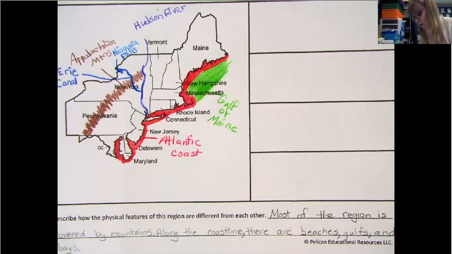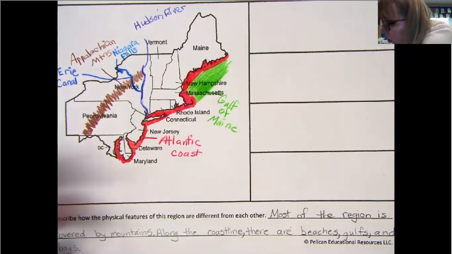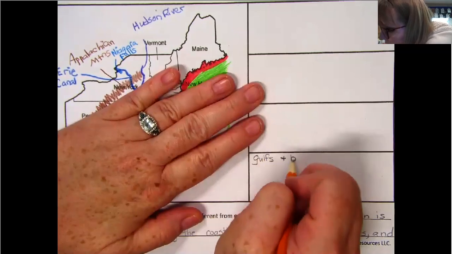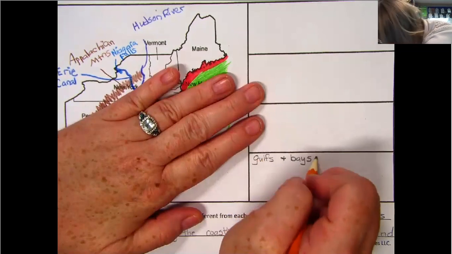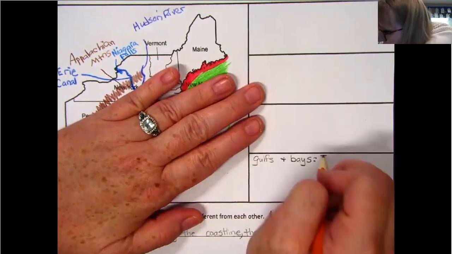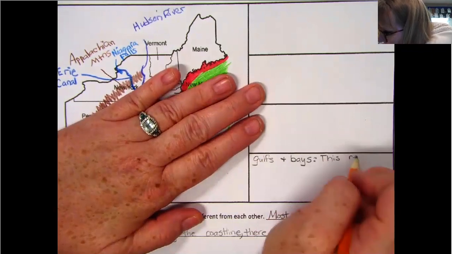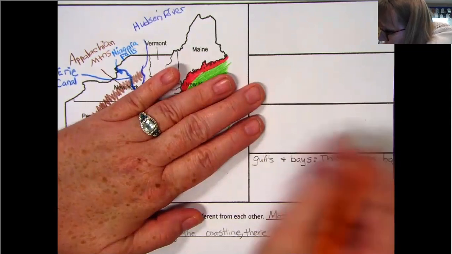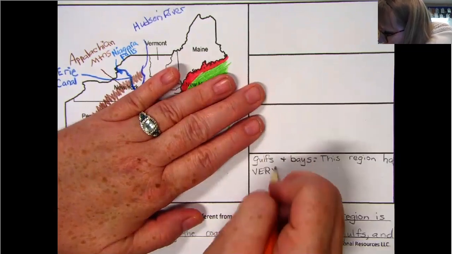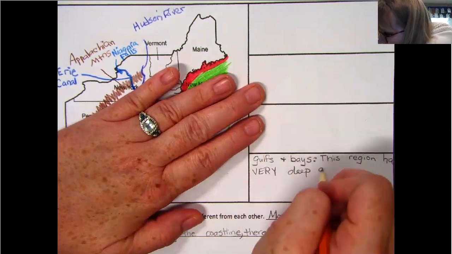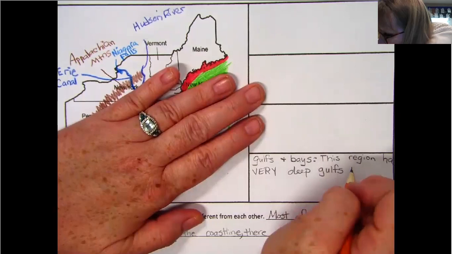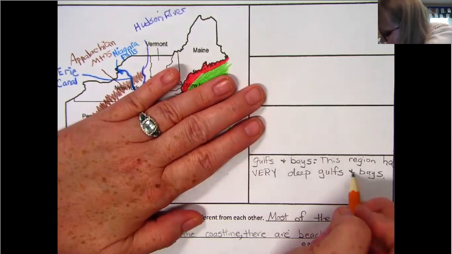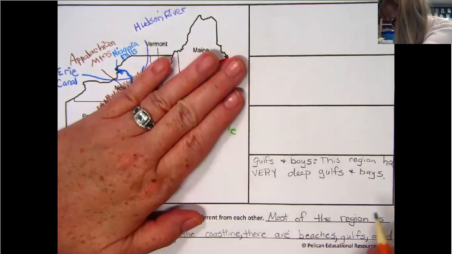So that you can continue seeing the bottom, I'm going to start from the bottom. Gulfs and bays. This region has very deep gulfs and bays. This sign means and. Those deep gulfs and bays allow big boats to come in there.